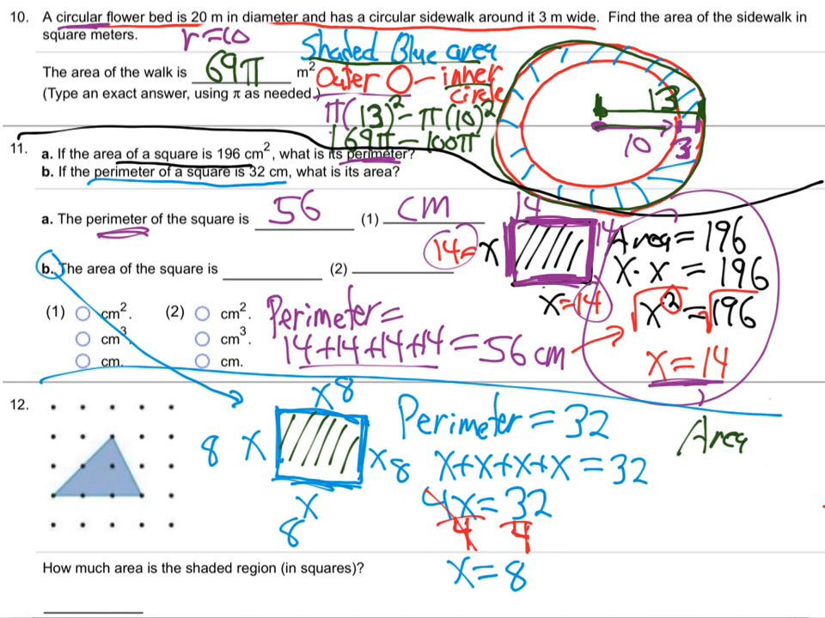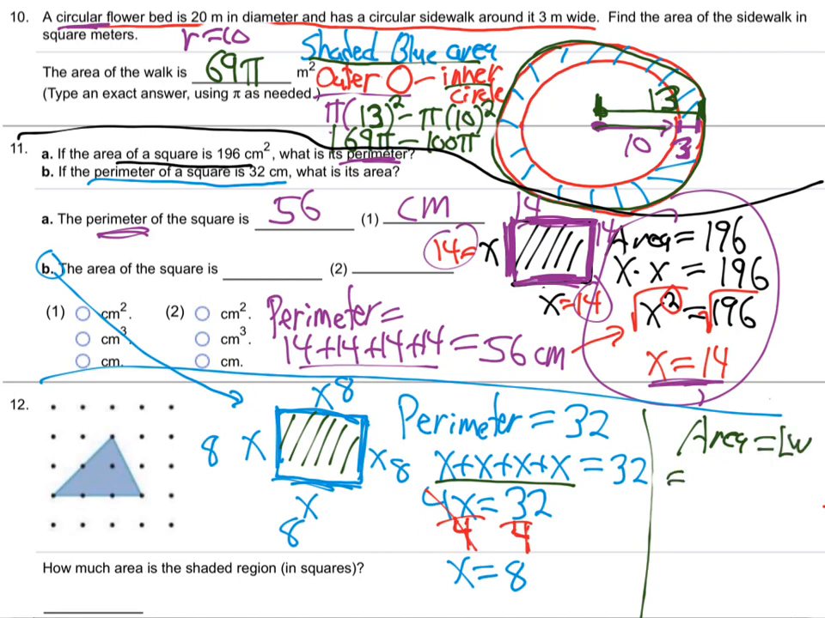Area of a rectangle. So perimeter of a rectangle is just add up the outsides. That's just the edges. Area is space in the middle. That's length times width. Let me move it over here. That's just length times width.